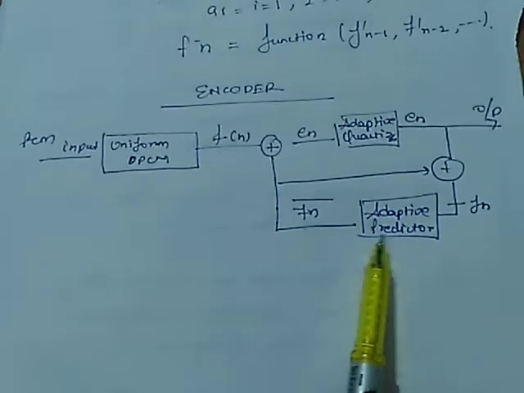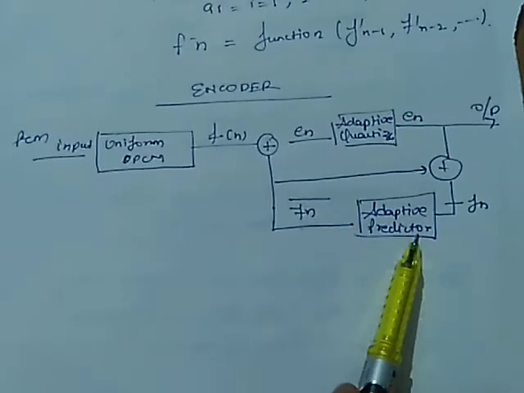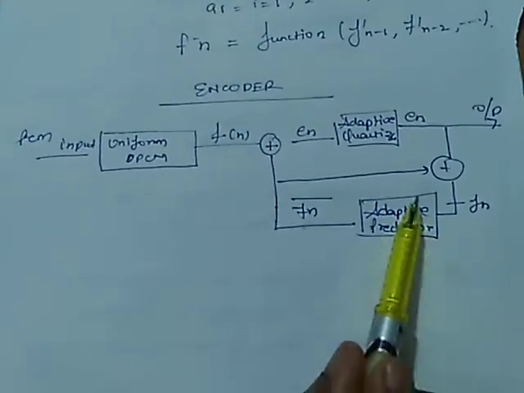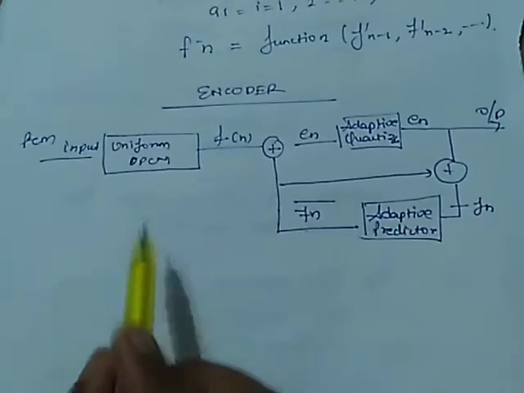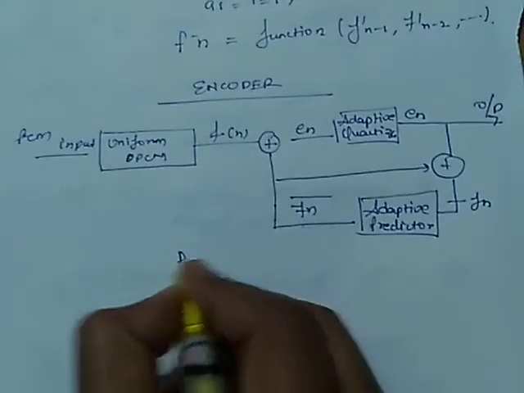In DPCM we have a predictor only, here we have an adaptive predictor, that is, it changes according to the voice or speech of a system. Now we will look at the decoder.